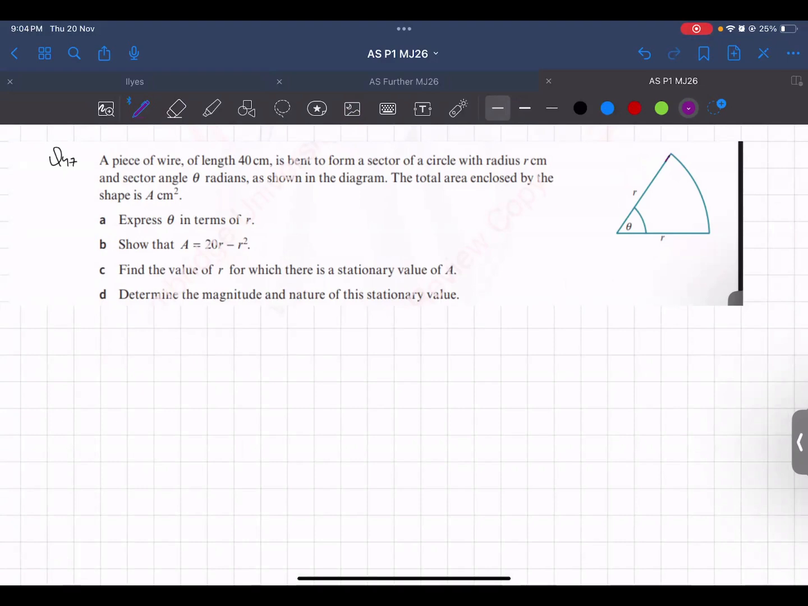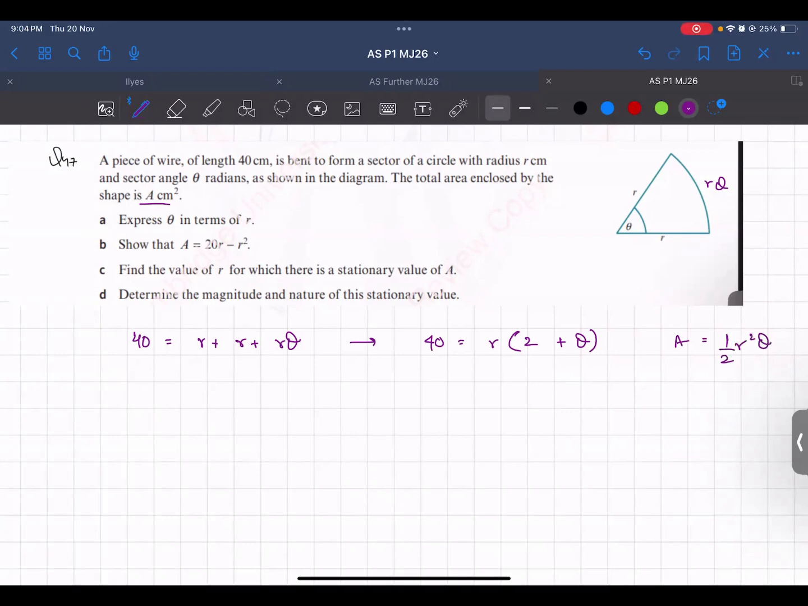So we know the sum of the sides is 40. So 40 is equal to r plus r plus r theta. This is r theta, right? The arc length. So 40 is equal to, if you take r common, r times 2 plus theta. And they have given you the area is A. So area A is 1 upon 2 r square theta.